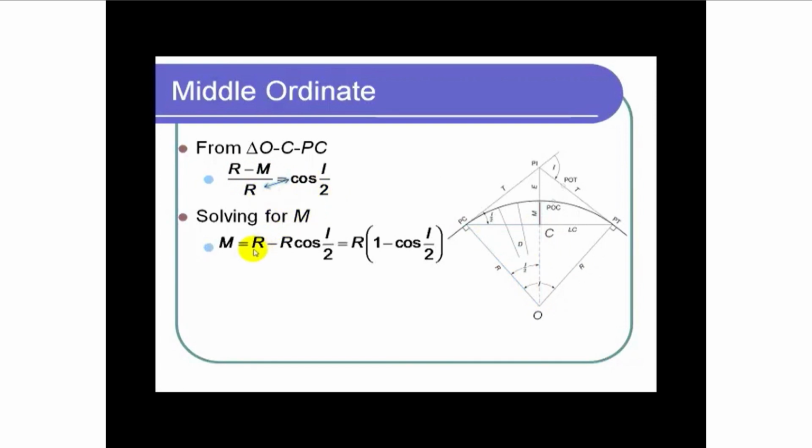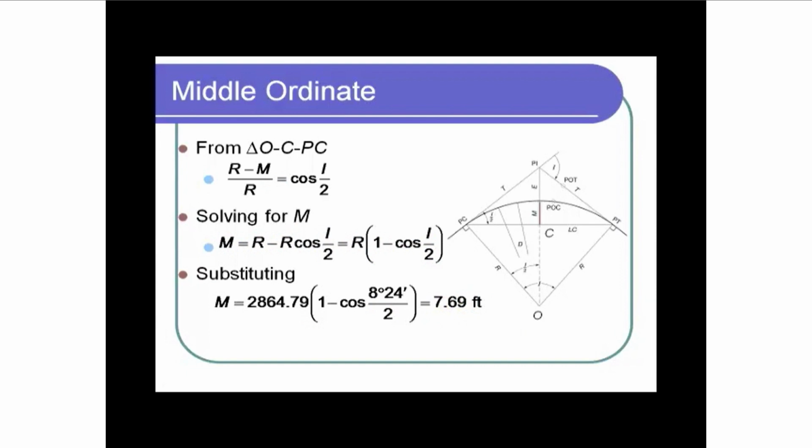Rearrange this again and solve. Basically I've rearranged it, multiplied the R across, brought the R across and changed the sign of the entire equation, and I end up with the middle ordinate distance equal to R minus R times the cosine of I over 2, which is equal to R times the quantity 1 minus the cosine of I over 2. Substitute in my values, and I find that the middle ordinate distance is 7.69 feet for this curve.